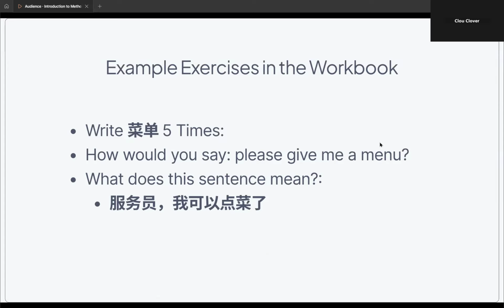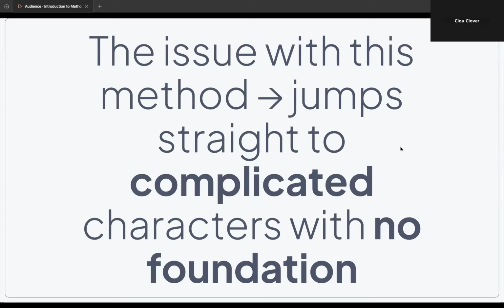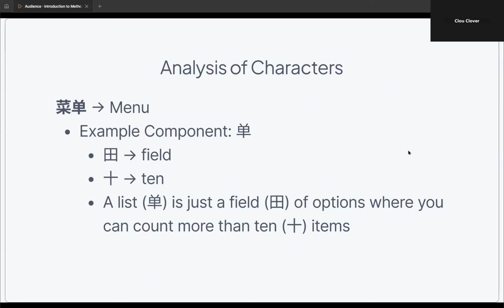This all makes a lot of sense and sounds like a good lesson, until you realize the issue with this method is it jumps straight to complicated characters with no foundation. What do I mean by this? For example, in the phrase 菜单, dan is actually composed of two other characters, 田, which means field, and 十, which means 10. So actually, you can often memorize the character 单 based on a list. 单 is just a field of options where you can count more than 10 items. So actually, before you even learn the character 单, you should learn field and 10 before that.